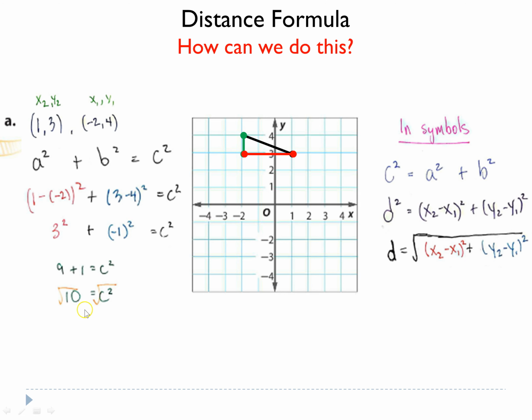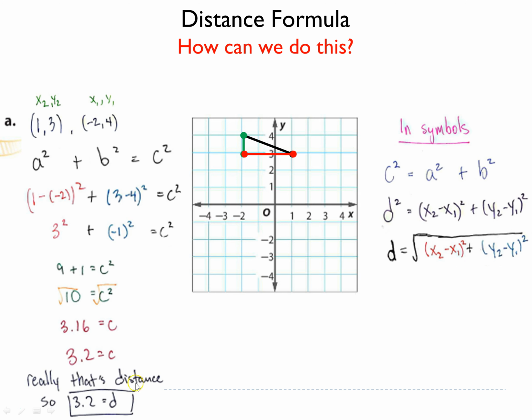All right, so let's go back to our original problem over here. Square root of 10 is 3.16. I like to round to the nearest tenth. So that is 3.2 is equal to the distance of that line. And like we said at the beginning, it's got to be a little bit longer than 3. We just don't know exactly how much longer than 3 it is. So really, that's the distance between those 2 points, 1, 3 and negative 2, 4.